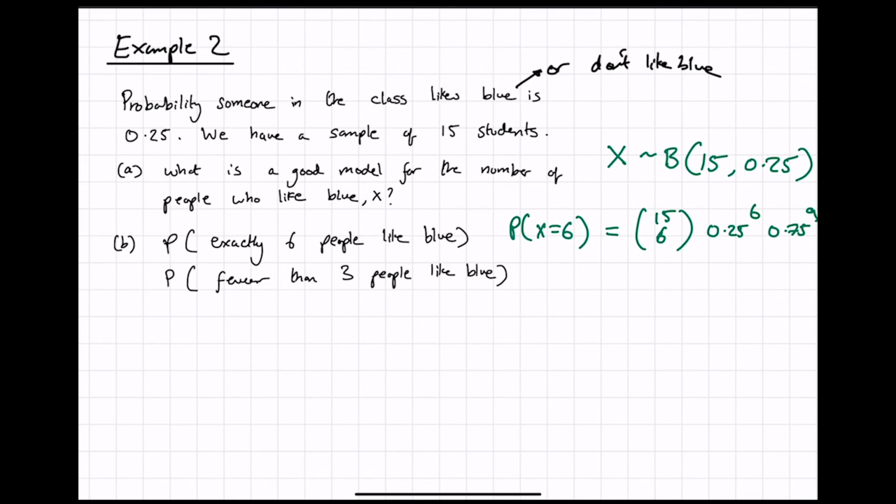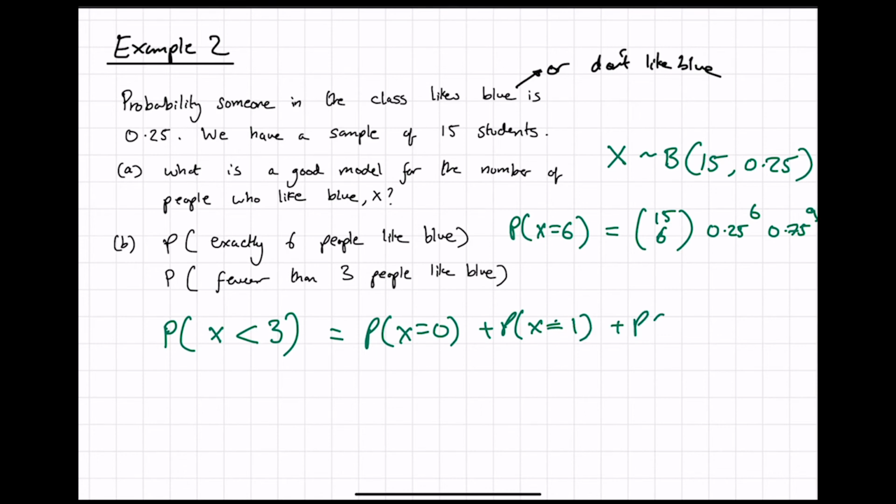So the next question is asking fewer than 3 people like blue. So what is that saying? That's saying the probability that X is less than 3. Now the probability that X is less than 3 is equal to the probability that X is 0 plus the probability that X is 1 plus the probability that X is 2, but not the probability that X is 3, because it has to be less than 3.